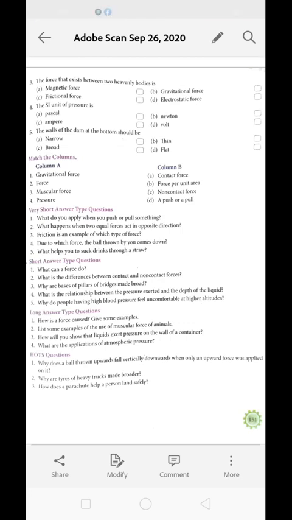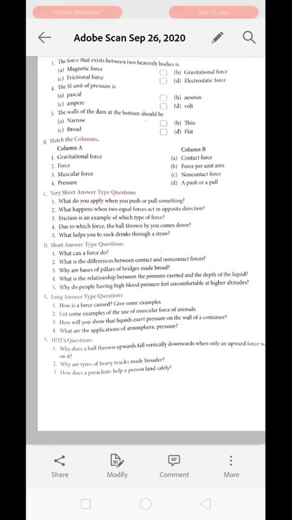Fourth question, due to which force the ball thrown up by you comes down? It is gravitational force, which is pulling the ball again toward the ground. Okay, next, what helps you to suck the drink through the straw? It is atmospheric pressure, which helps us to suck the drink through the straw. Now, short answer type of questions.